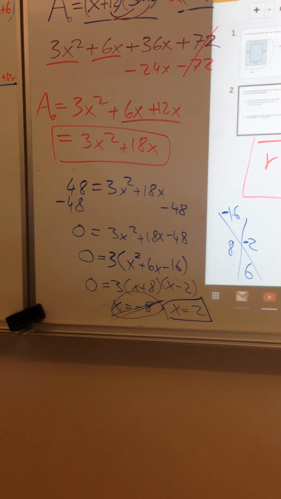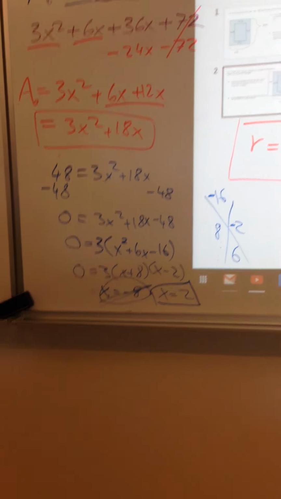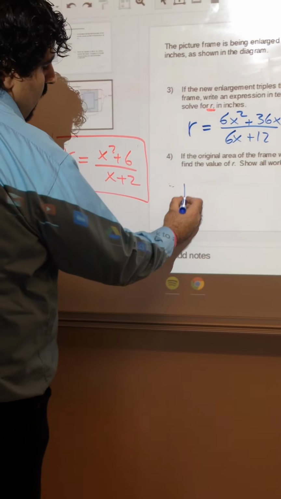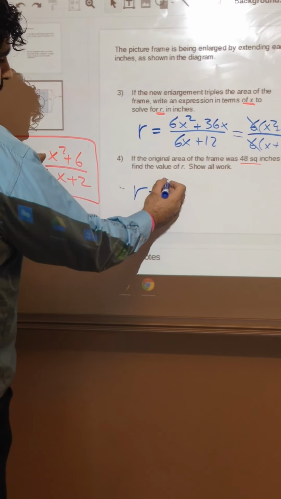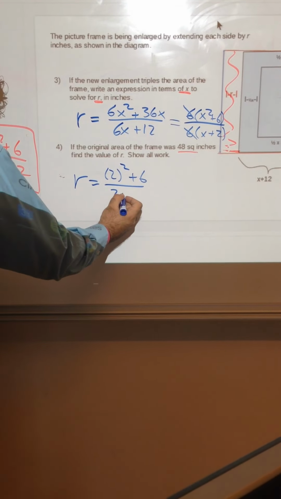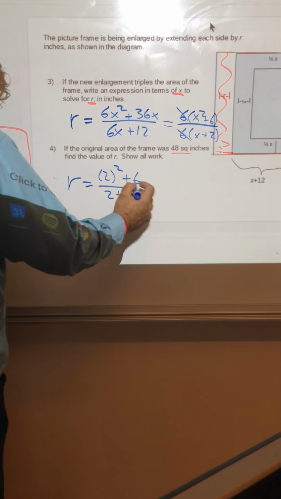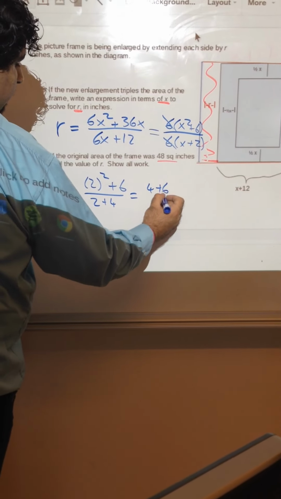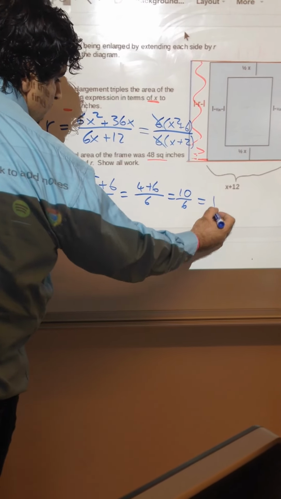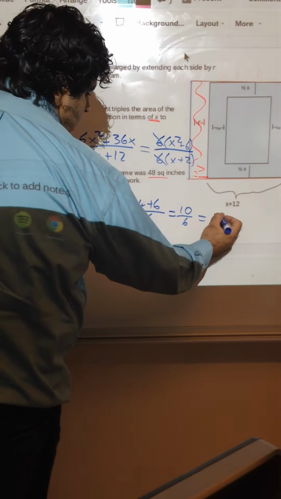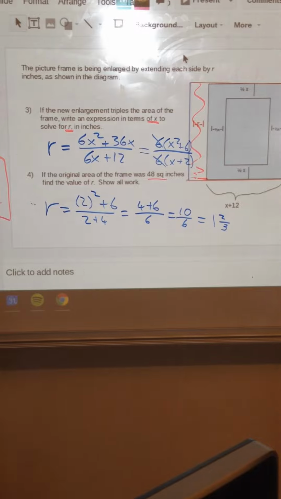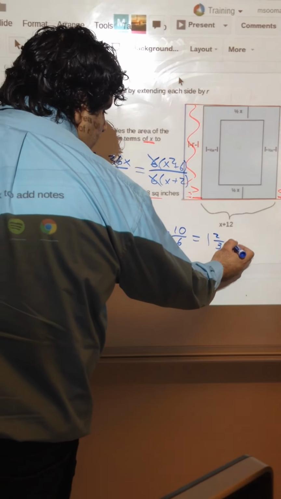So what does r equal? We're going to go back right there. r equals x squared plus 6 over x plus 2. So r equals 2 squared plus 6 over 2 plus 4, which gives us 4 plus 6 over 6, which is 10 over 6, which equals 1 2/3. And that, I believe, is supposed to be in inches. So 1 2/3 inches.